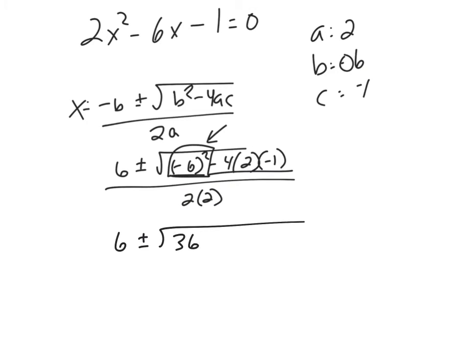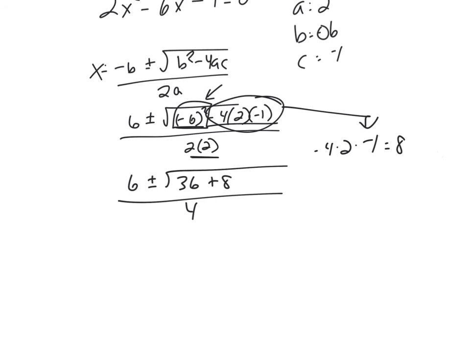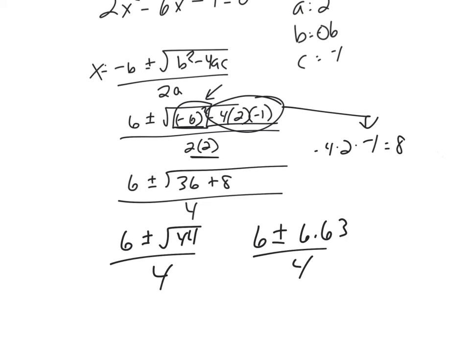We got 36. And then, so now I got my -4 times 2 times -1. That's going to be a positive 8, right? Okay, that's this part here. So now my discriminant is positive, so there's going to be two answers, right? So I got 2 times 2 is 4 for the bottom piece. All right, so now on the top here we got 6 plus or minus square root of 44 all over 4. So I need to take the square root of 44, and that's 6.63. So I got 6 plus or minus 6.63 over 4.